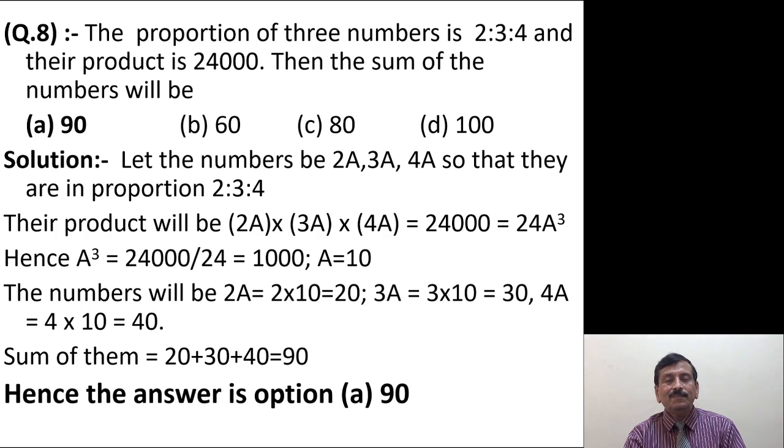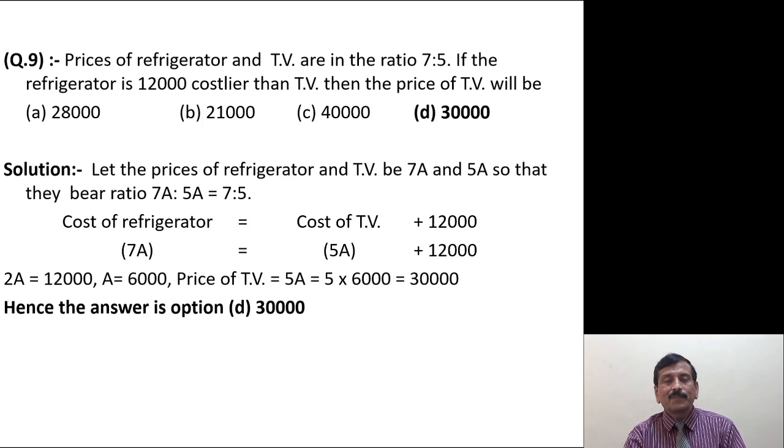Next. The proportion of three numbers is 2 is to 3 is to 4 and product is 24,000. Let the numbers be 2A, 3A and 4A. The product will be 2 into 3 into 4 into A cube. So it is 24A cube. So A cube is 1000. So A is 10 and we get the answer.